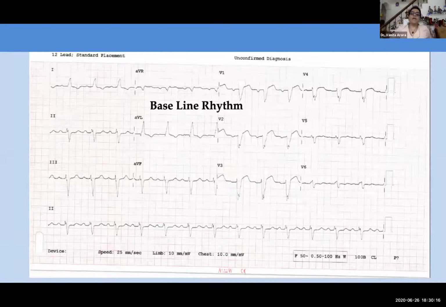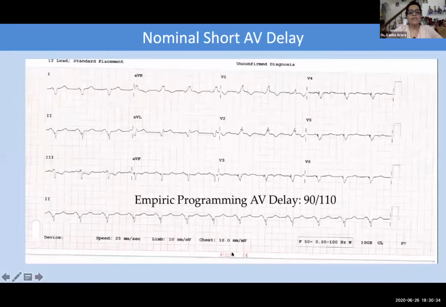Giving another example of how important these algorithms are. This is the baseline ECG of a patient showing a left bundle branch block. QRS is around 150 milliseconds. There is some notching attached. PR is around 200 milliseconds. It's a left bundle branch block pattern. And the patient was given a CRT device.